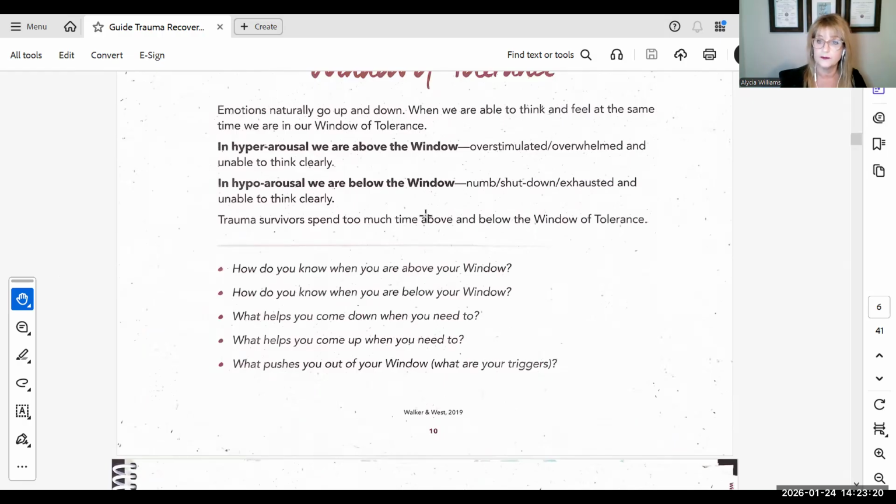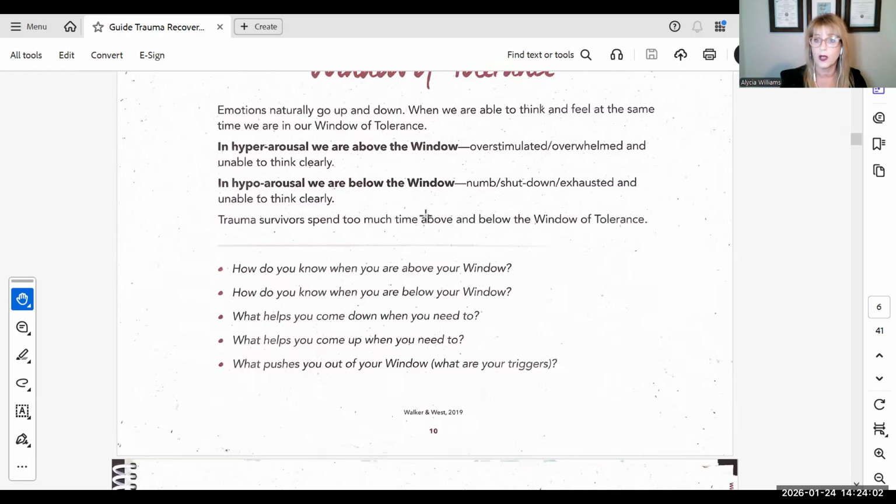I want you to take a moment, think about that. How do you know when you're below your window of tolerance? When you're in that hyper-aroused state, what can help you come down? What helps you come back into your window of tolerance instead of crashing down?